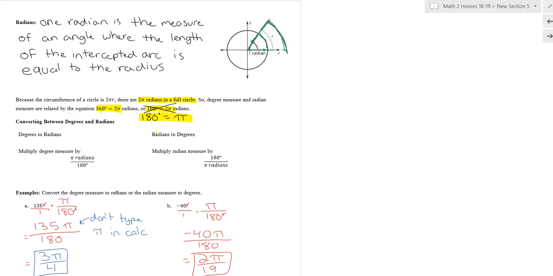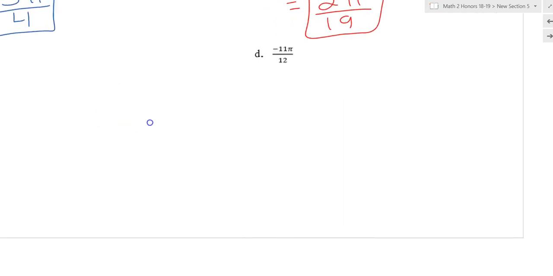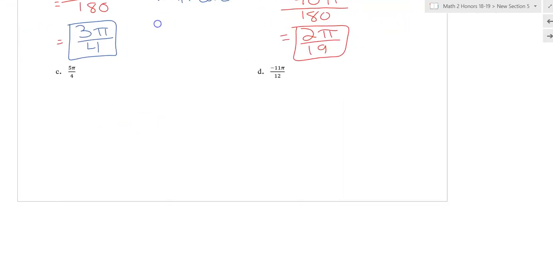Now, same way of thinking. Right, we want to think about what we want to cancel out. Okay. So in this one, we do 180 degrees over pi, because then the pi radians cancels out. So I have 5 times 180 over 4. And then we type that in, it's 225. So I should have a degrees.